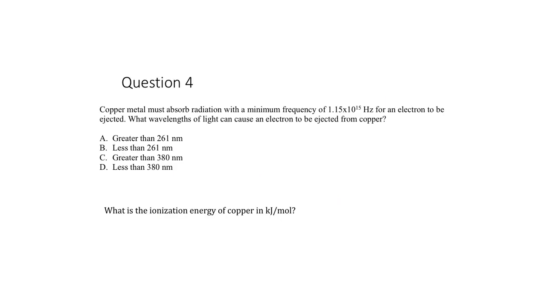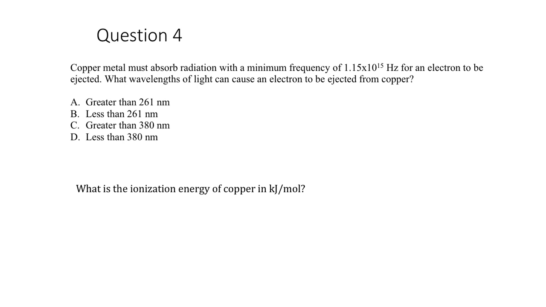So moving on to question 4. So copper metal must absorb radiation with a minimum frequency of 1.15 times 10 to the 15 hertz for an electron to be ejected. What wavelengths of light can cause this electron to be ejected? Now, first, let's talk about the photoelectric effect.